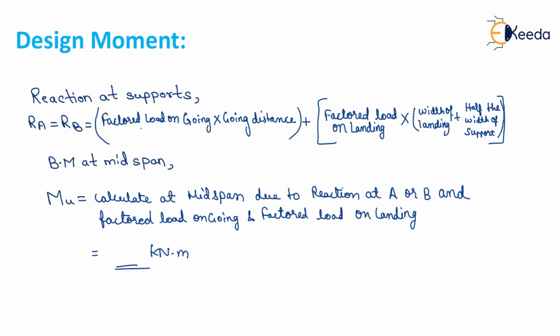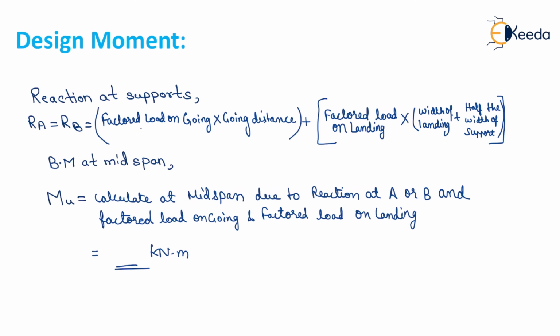and now we will calculate reaction for design moment. So we will calculate reaction at supports. Reactions at supports are RA and RB. Both values will be the same because of symmetry of the diagram. So RA or RB equals factored load on going into going distance plus factored load on landing into width of landing plus half the width of support.